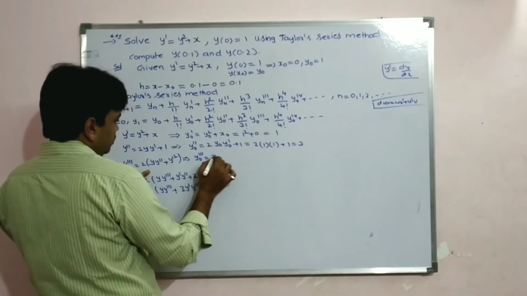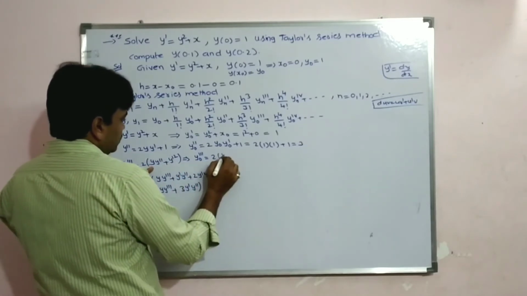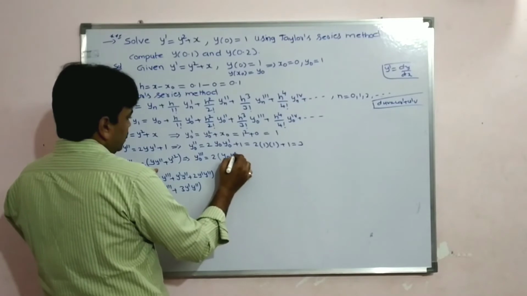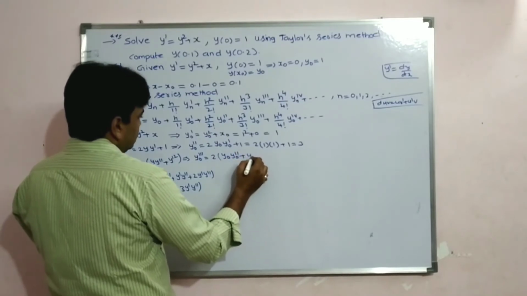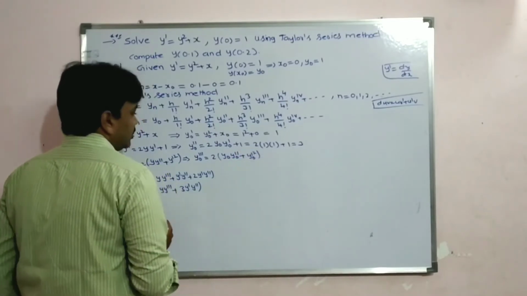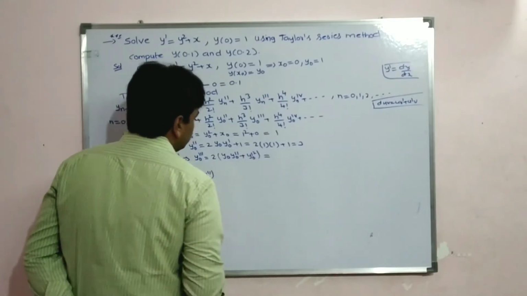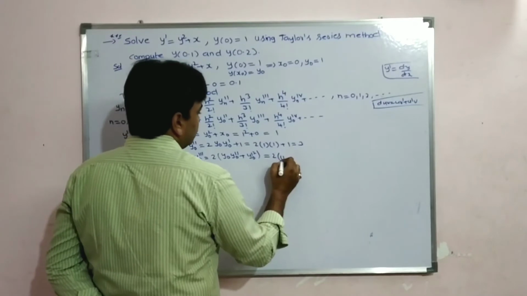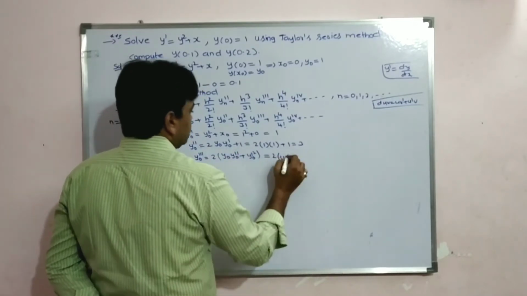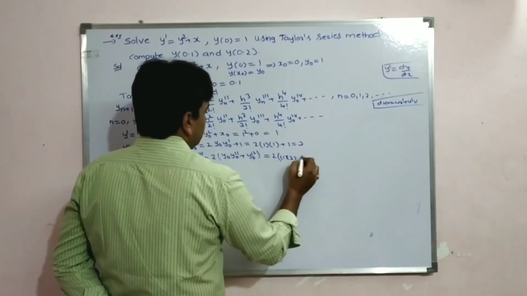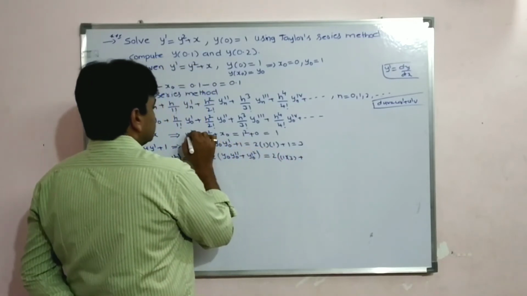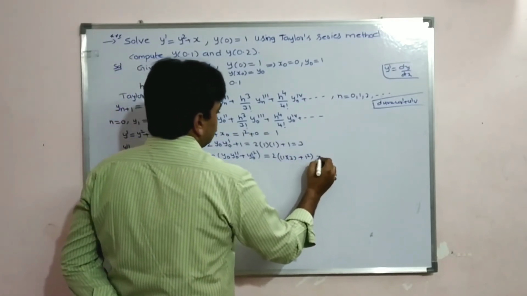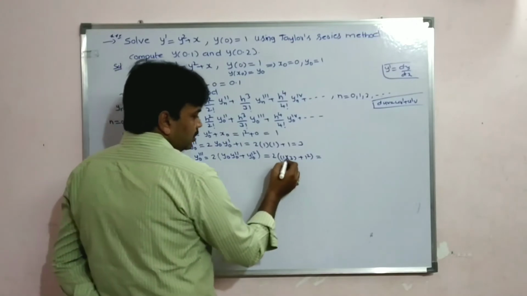So what do we get here, students? 2 into y naught double dash plus y naught dash square, that is equal to 2 into y naught value 1, y naught double dash 3, plus y naught dash square, 1 square. So that is equal to 3 plus 1, 4. 4 into 2, 8.